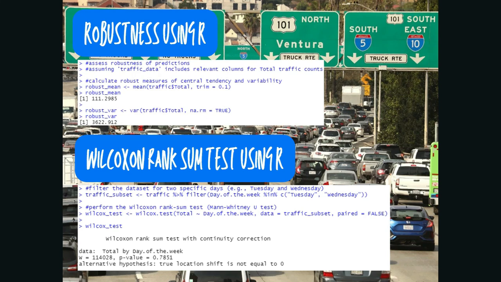And here was the output. I could see that the output was W is 114.28, and the p-value is 0.7851. And the p-value of 0.7851 indicates that there is a 78.51% probability of observing a test statistic at least as extreme as 114,028 under the null hypothesis. And the non-parametric test suggests there is no significant difference in traffic flow between Tuesdays and Wednesdays. And this finding implies consistent traffic patterns across mid-weekdays, which can inform operational planning for safety products.